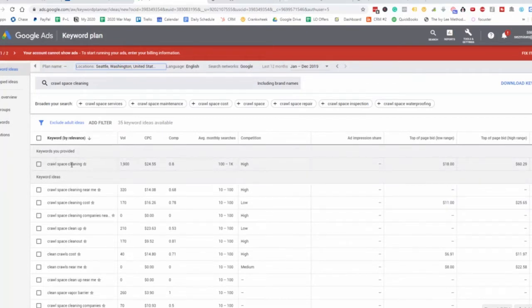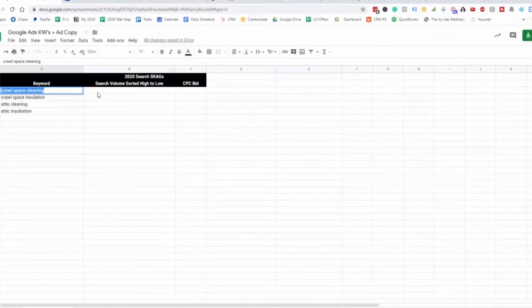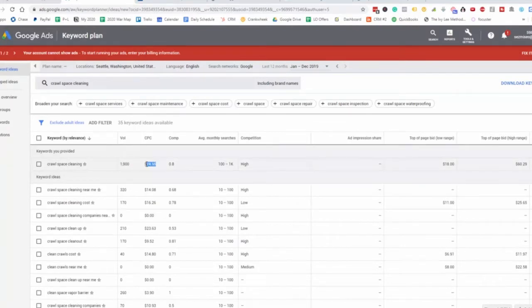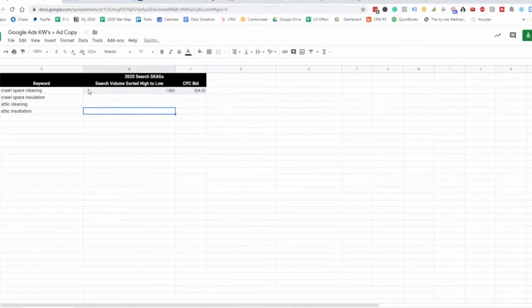So we have crawl space cleaning. This is the volume here, and this is what I like to do when I'm doing keyword research. Put that in there, 1900. And then the cost per click is 24. So every time somebody's searching for this keyword and actually clicks on it, they're going to get charged essentially $24, $24.55 for whoever's at the top, right? And then the average monthly search volume is 1900.